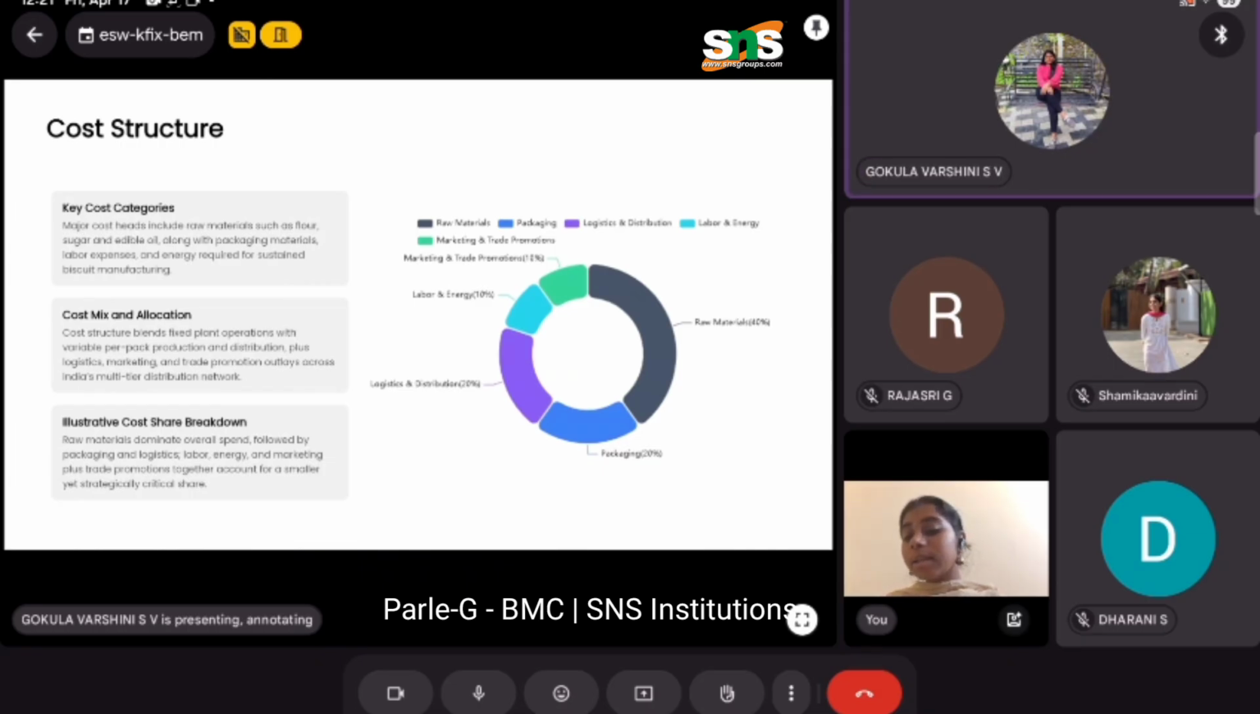So next one is the illustrative cost. Raw material dominates overall spend, followed by packaging and logistics, labor, energy, and marketing, plus trade promotion together account for a smaller yet strategically critical share.